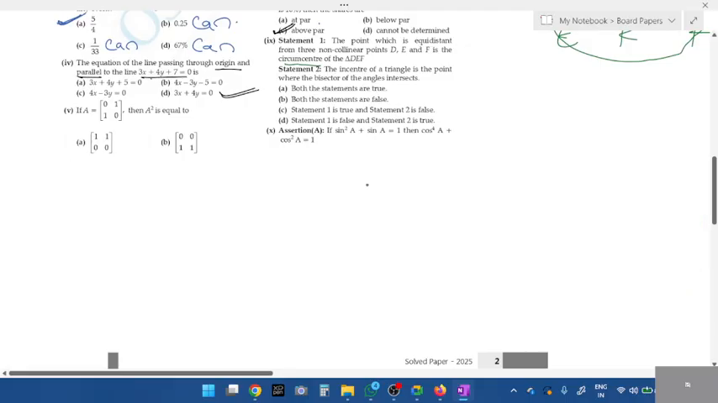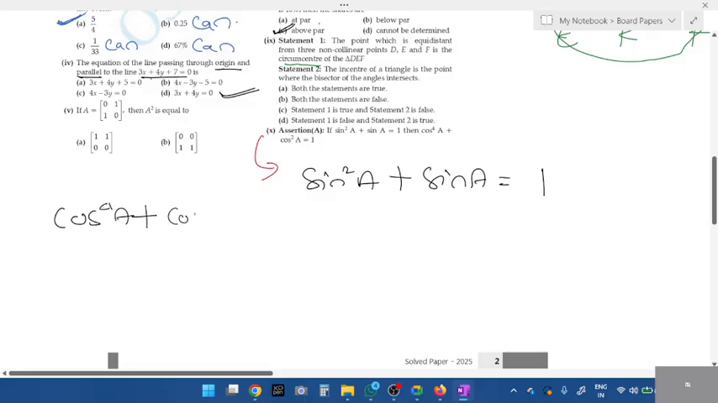Which chapter? Next one, students. Which chapter is this? 10th one. Trigonometry. Right? How do you solve this question? Sine square A plus sin A is equal to 1. Then they've asked what is the value of cos 4A plus cos square A is equal to 1. Assertion. We have to solve this and check whether they're equal or not, students. You have to just prove it.